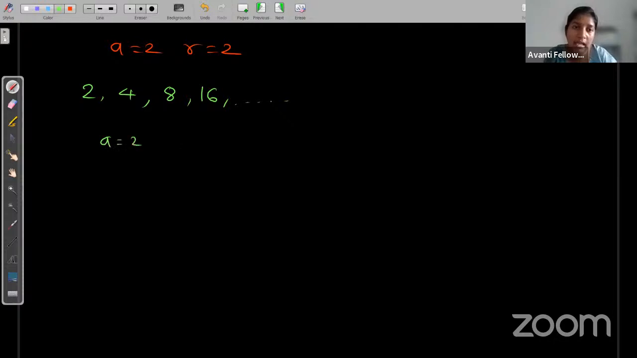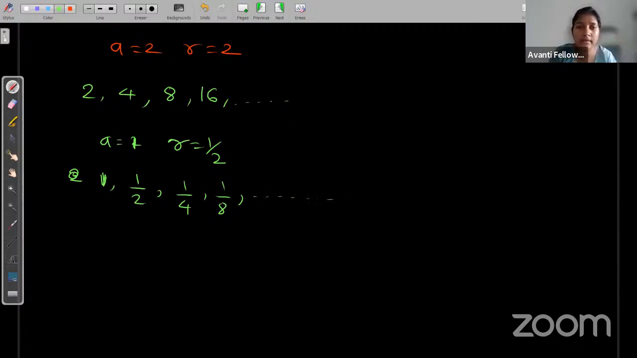Similarly, if I consider R is equal to 1 by 2, less than 1. So if A is equal to, say, 1, R is equal to 1 by 2. In that case, what will be the GP? GP will be 1 by 2, and 1 by 4, 1 by 8, and so on, right? What is happening to the terms here?